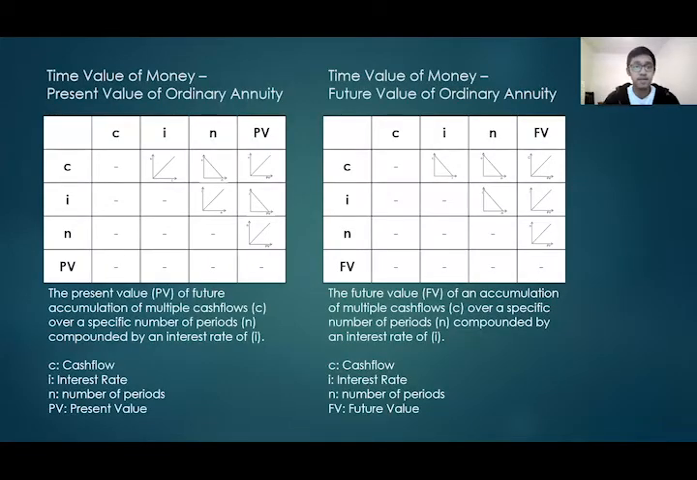And next, we have the present value and the future value of an ordinary annuity. For both cases, we consider multiple cash flows over a number of periods, and we calculate the present value or the future value of those multiple cash flows. You can see the corresponding relationships in the diagrams on the slide.